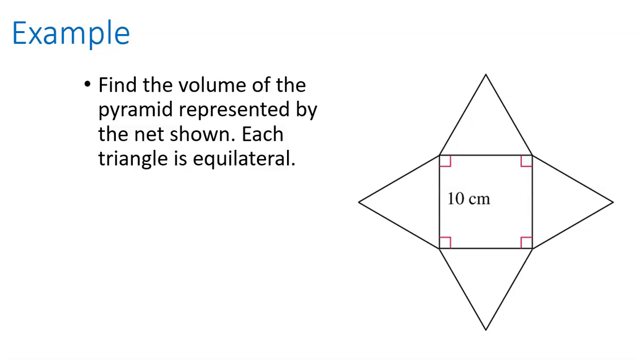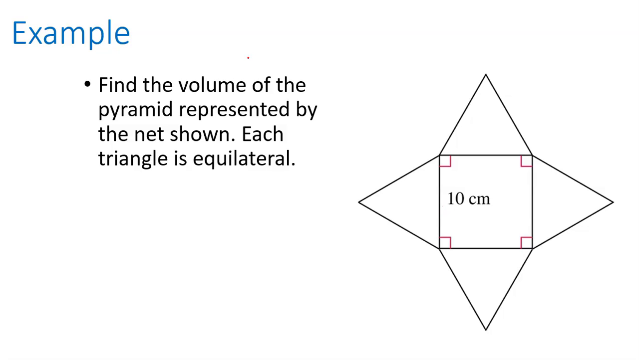This picks up where the other video left off. This is going to be a little bit of a longer problem. I didn't want to put too much in one video. So here is an interesting question, right? This says find the volume of the pyramid represented by the net. Each triangle is equilateral, and the only measure we're given is that one side of the base is 10.